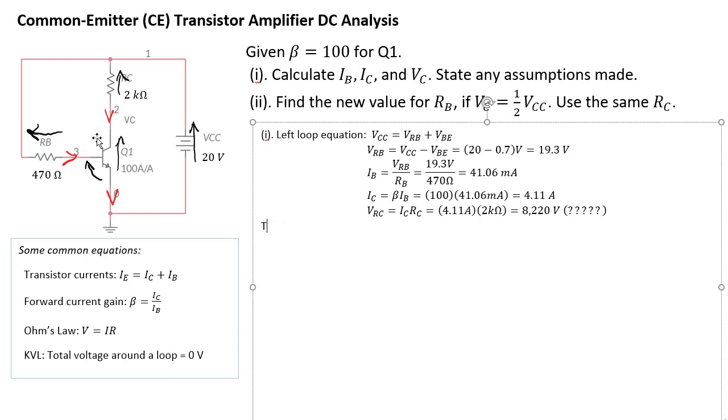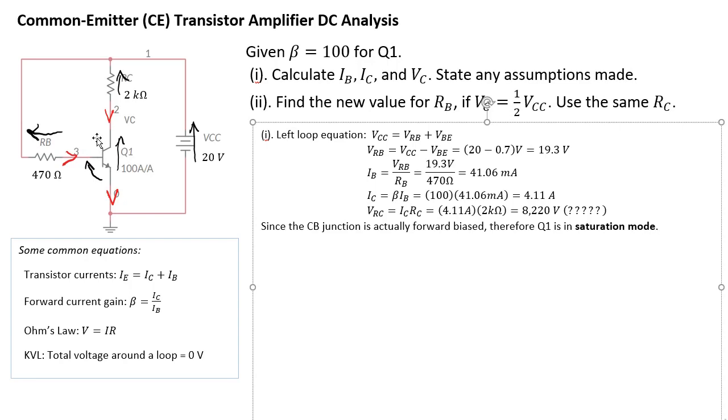So therefore, the CB junction is actually forward biased, and therefore, since the CB junction is actually forward biased, therefore the transistor, therefore Q1, is in saturation mode. All right, so it's in saturation mode.